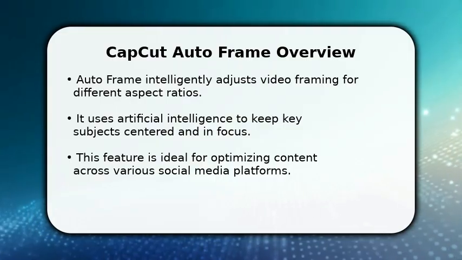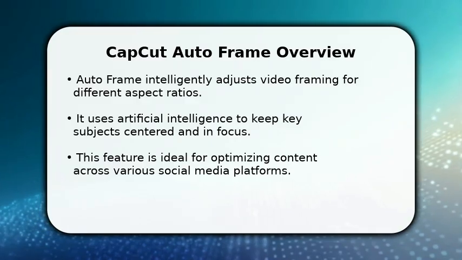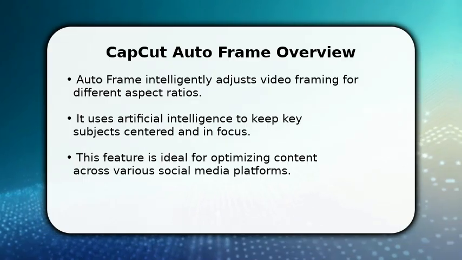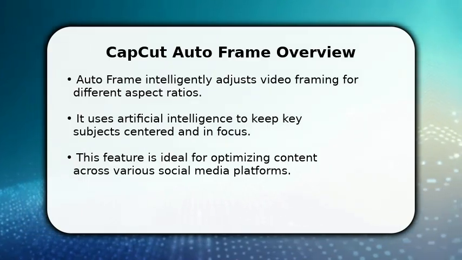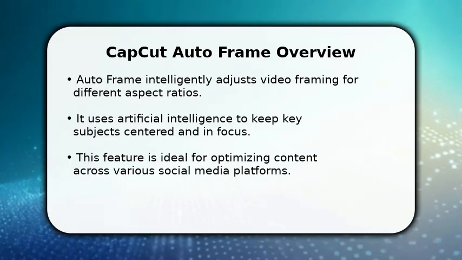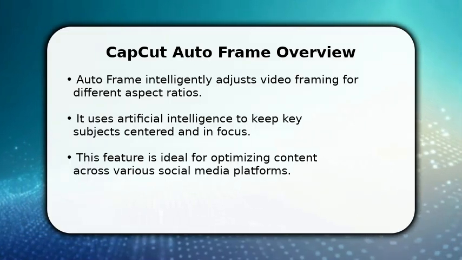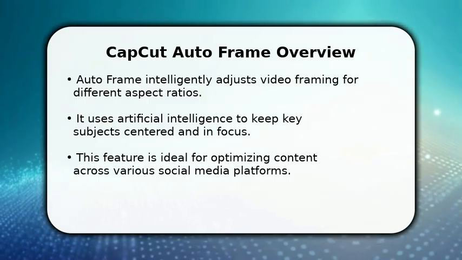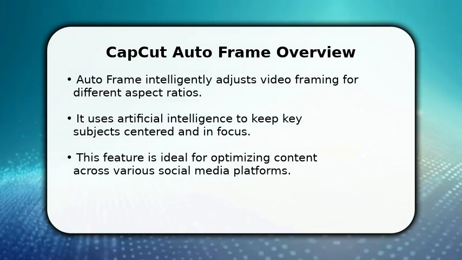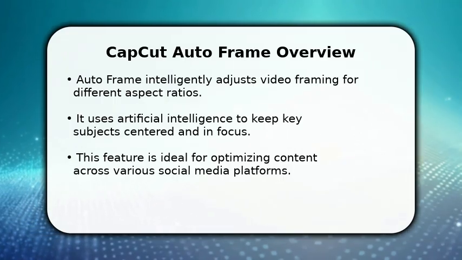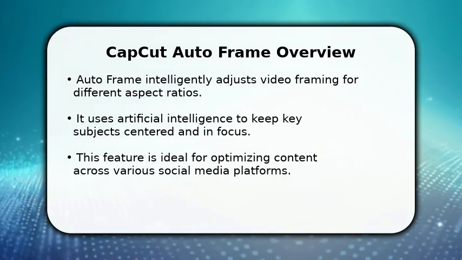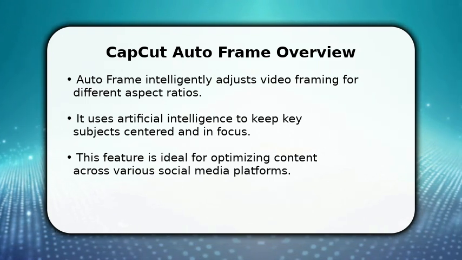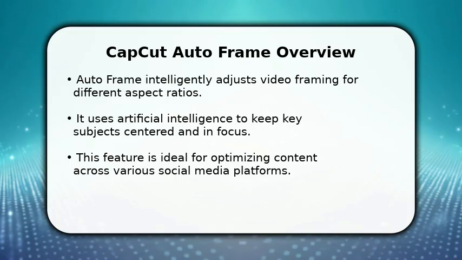In this video, I will show how to use Auto Frame in Capcut. Auto Frame is a powerful feature that uses artificial intelligence to automatically adjust your video's framing. It intelligently identifies and keeps the main subject centered and in focus, even when changing aspect ratios. This tool is incredibly useful for content creators, saving you valuable time by effortlessly optimizing your videos for different social media platforms like TikTok, Instagram, and YouTube.